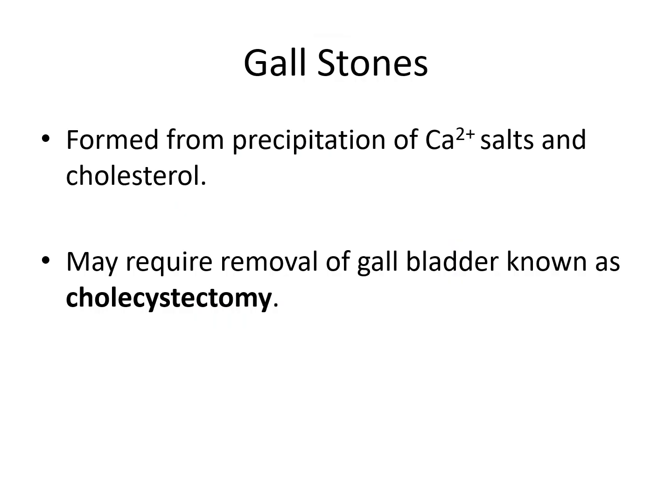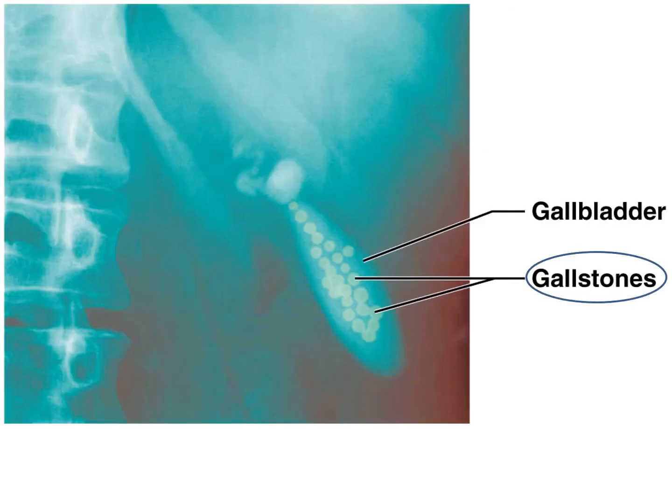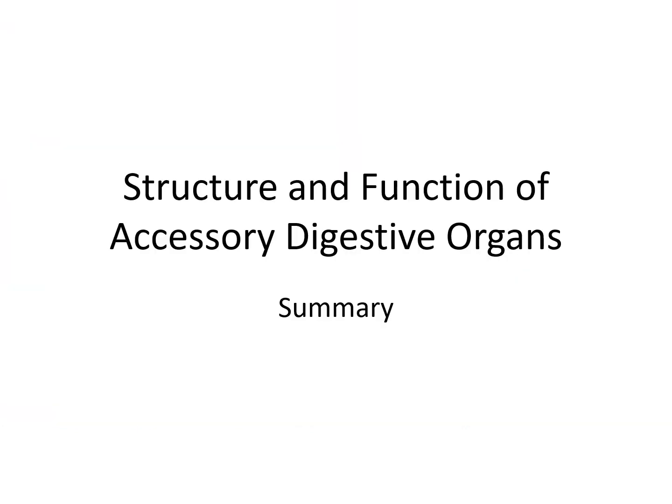Now, one common ailment of the gallbladder is the precipitation of calcium salts and cholesterol to form what are called gallstones. Okay, and these may block the ducts and may require removal of the gallbladder. It's known as a cholecystectomy. So here's a picture of the gallbladder with the gallstones that's going to be blocking the movement of the bile.